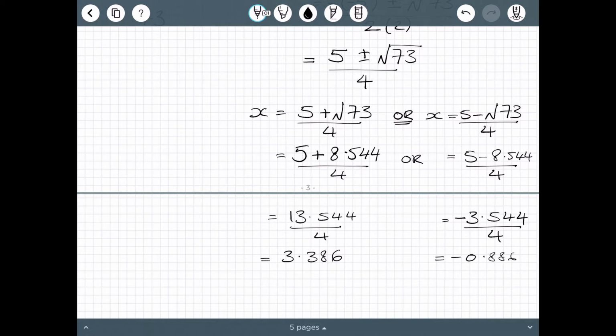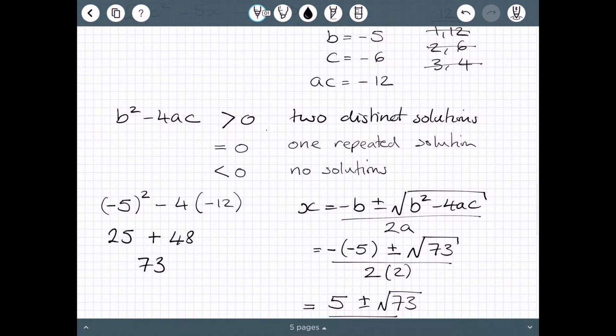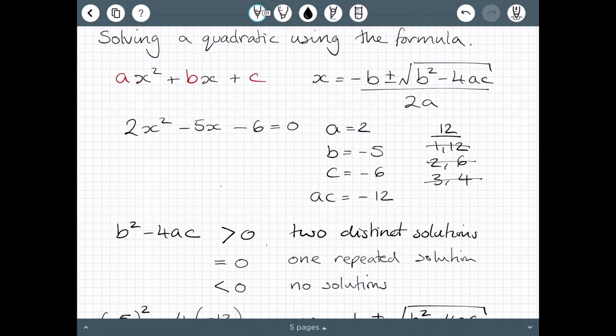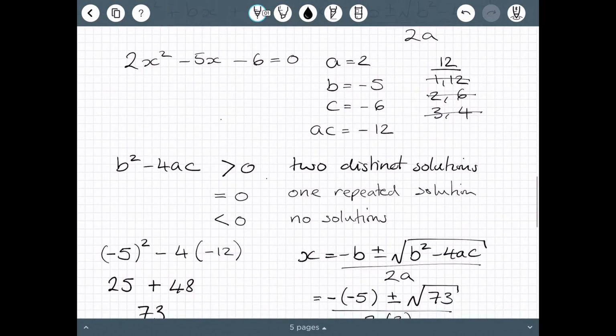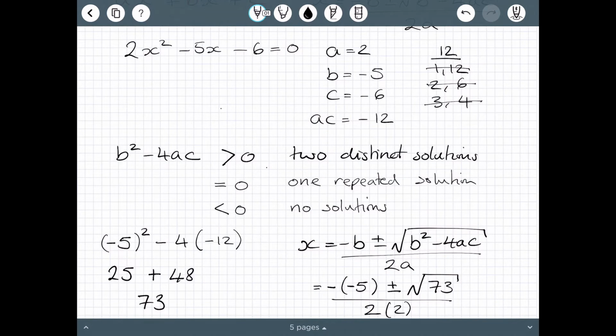So let's just quickly recap what we did. Let's scroll back up. First of all, we wrote down our a, b, and c and we checked to see if we could factorize. We were unable to find a pair of numbers that would allow us to factorize, so we decided we're going to use the formula. The discriminant has three possibilities: it is either greater than 0, equal to 0, or less than 0.